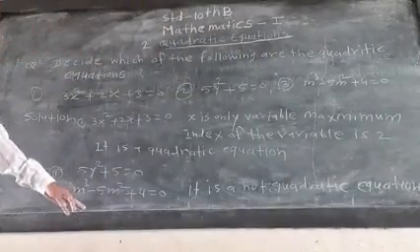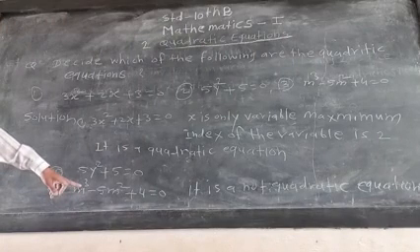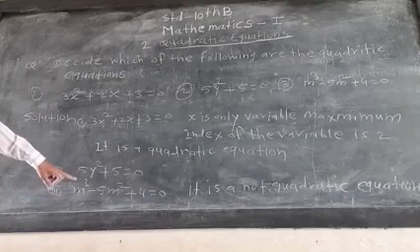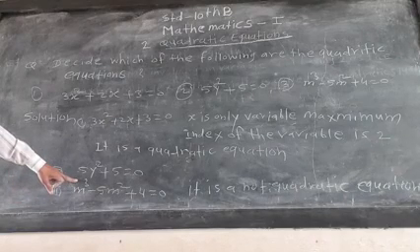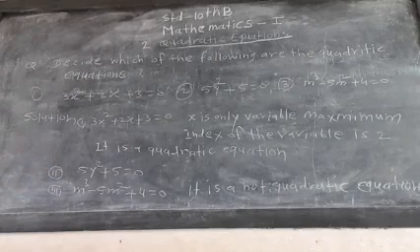Why is this equation not a quadratic equation? Because the maximum index of the variable is 3, more than 2. So this equation is not a quadratic equation.